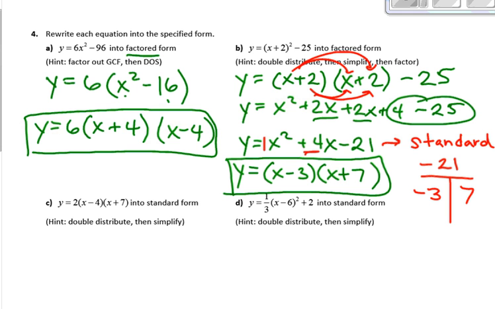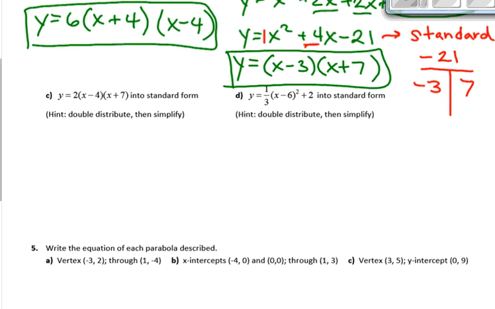Okay, so for part C, we are in factored form, and we want to go into standard form. So remember, standard form looks like ax squared plus bx plus c. So all we have to do is just double distribute those factors. So we're going to double distribute, and so that gives me y equals, now notice that 2 out in front. I'm going to leave the 2 out in front, and then put parentheses here, because that 2 is going to have to multiply by everything inside those parentheses. So hold on to that 2 till the end.